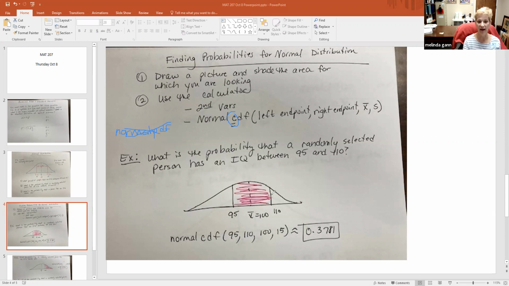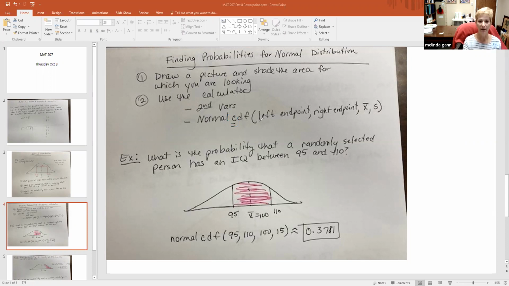See, there's a bunch of IQ scores, not just one IQ score. We're talking about all the IQ scores between 95 and 110. So they're never going to ask you, what's the probability somebody's got an IQ score of 111 or 129? Okay, so they're just not going to ask you any of those. So you don't have to worry about it. You're always going to pick the normalcdf.